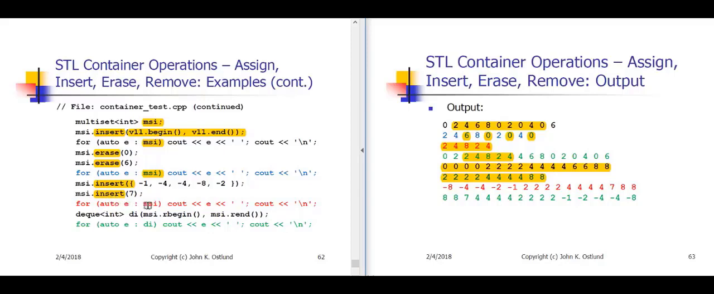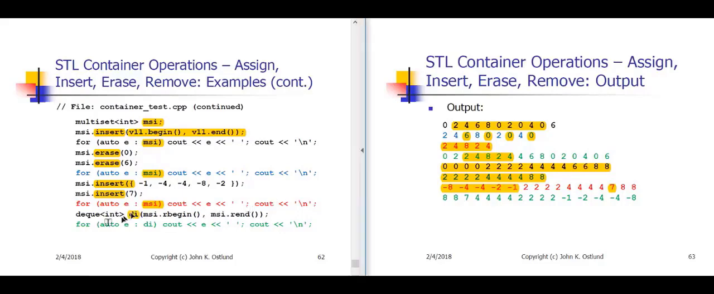So now when I use yet another range for loop to display msi again, what I see is that all of the negative values have ended up in ascending order ahead of the positive 2, and the 7 has been correctly inserted between the 4 and the 8. So I still have this collection of values in ascending order.